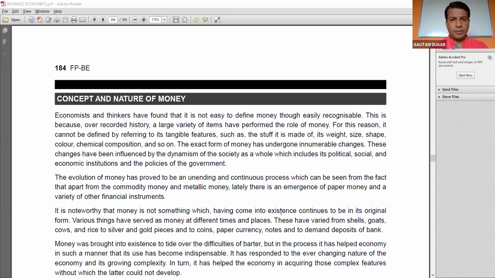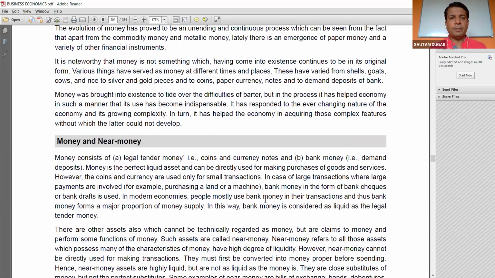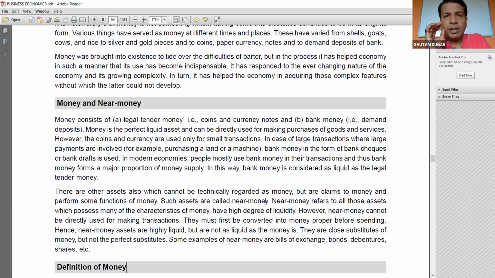In this portion, earlier, the concept and the nature of money is just about the evolution of money. And next comes money and near money. We know money now in this civilized society basically means legal tender money. The legal tender money means anything which can be legally accepted in tendering payments. To be more specific, the money which is having the backing of the government. That is the rupee, the currency notes, and the coins which are in circulation. They are the legal tender money.